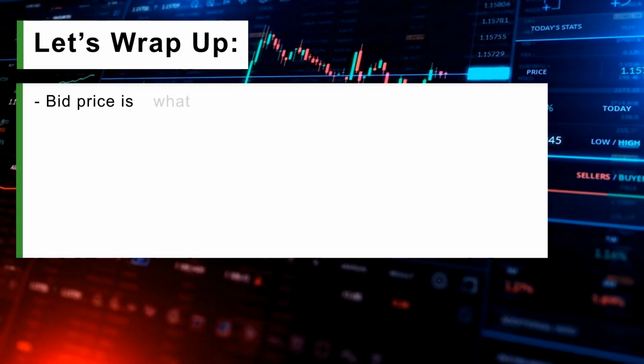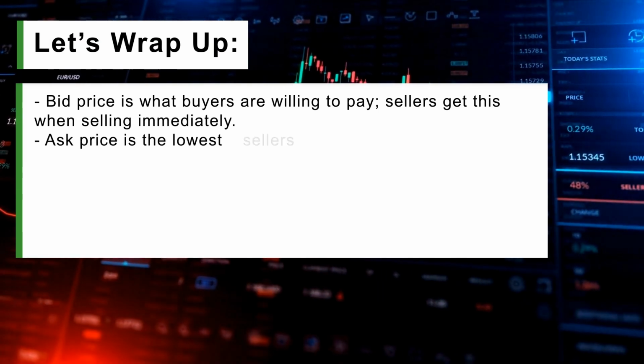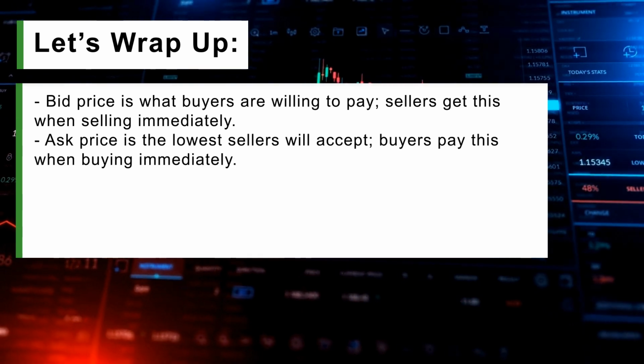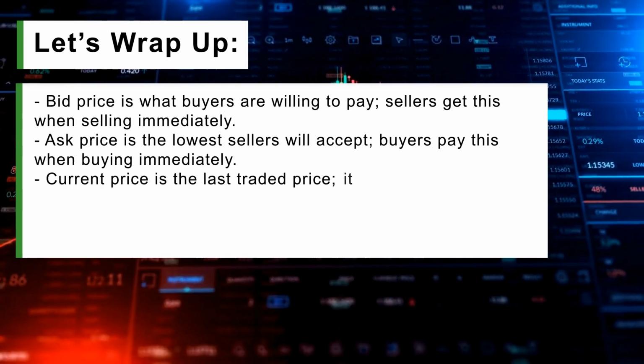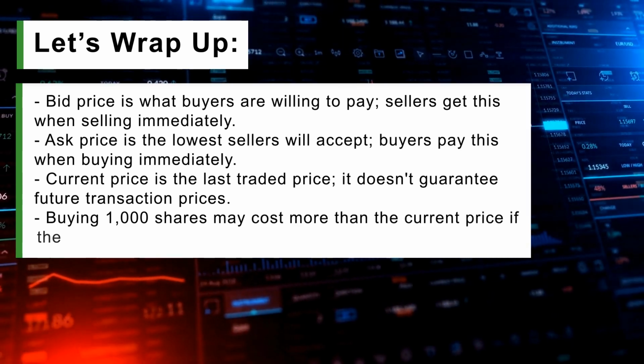So here's what we've learned. The bid price reveals what buyers are offering for a stock, while the ask price shows what sellers aim to get. The current price is simply the last traded amount and isn't guaranteed. Whether you can buy or sell at that price hinges on matching those bid and ask prices.